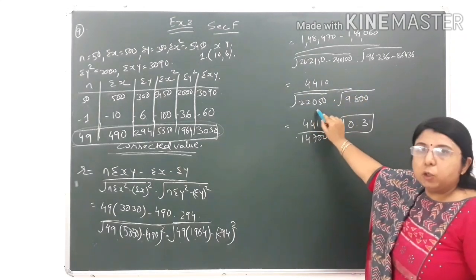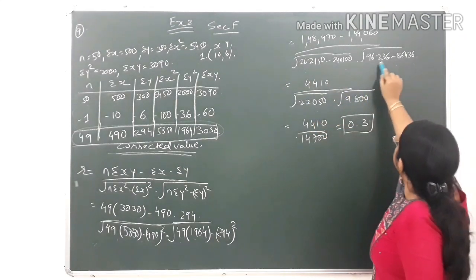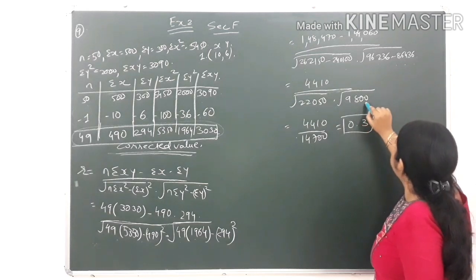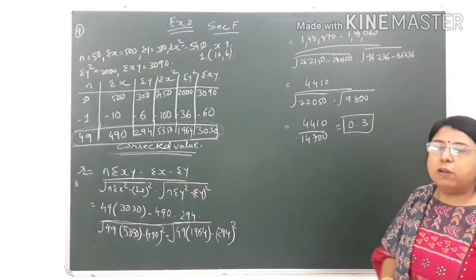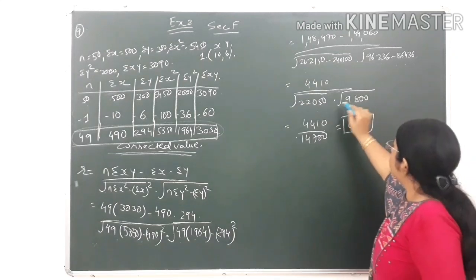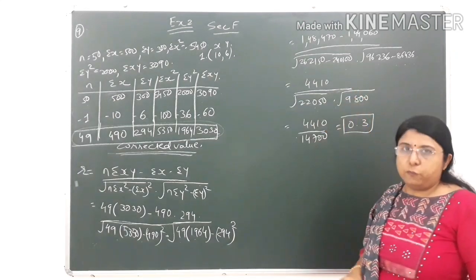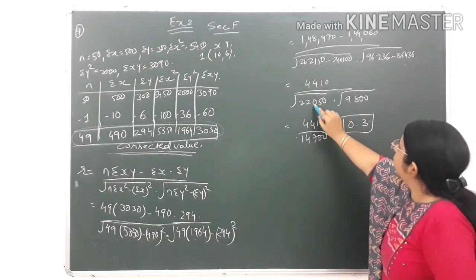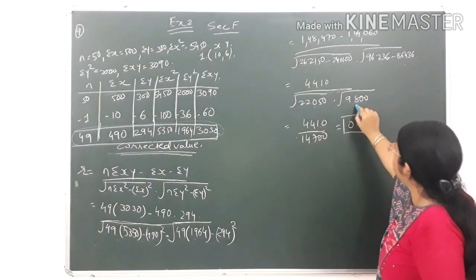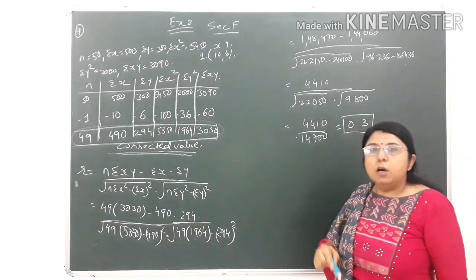Upon, by subtracting these two values you will be getting 22,050, and by subtracting these two values you will be getting 9,800. Still we have kept in root because we have to find out the root of it. But when we find out the root, first of all we will multiply these two values and then find the root of it. Okay, so over here numerator as it is I have placed, and first of all I have done the multiplication of these two values and then found the root of it.